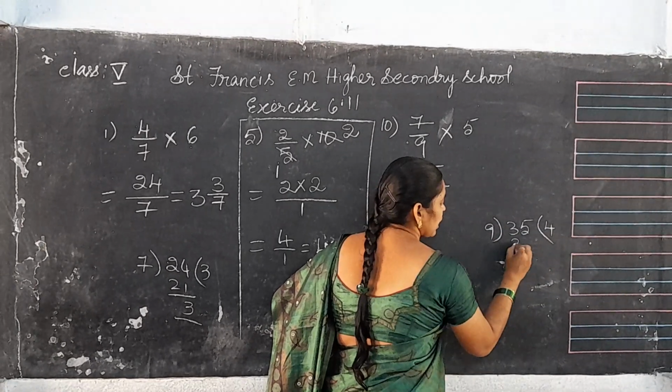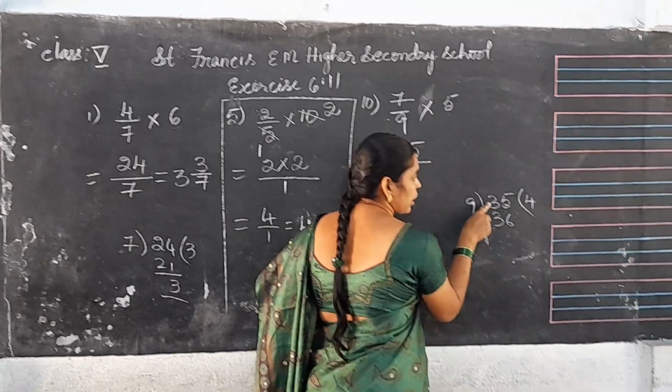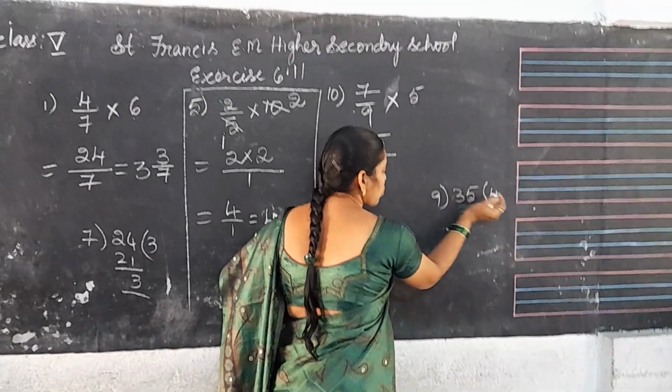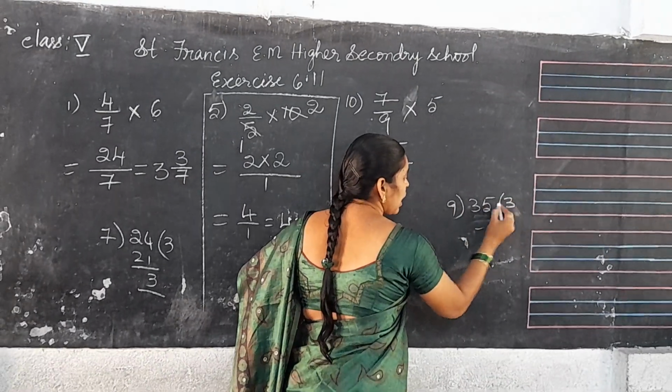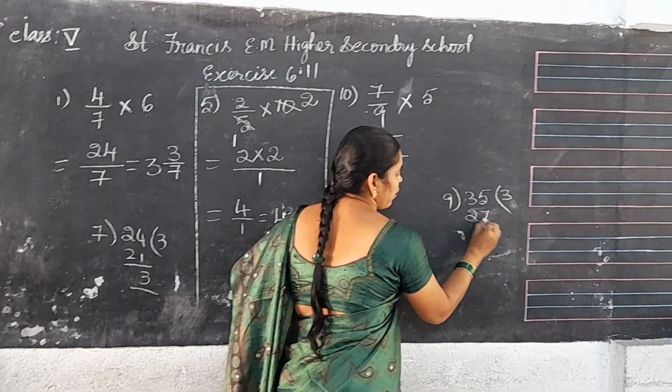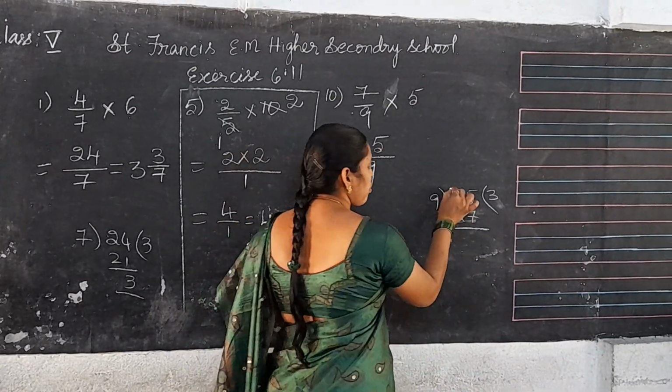9 4s are 36. So is it 36 goes from 34? No. So how many times will it go? 3 times. 9 3s are 27. Right? 7 does not go from 5. Then you should take borrowing.